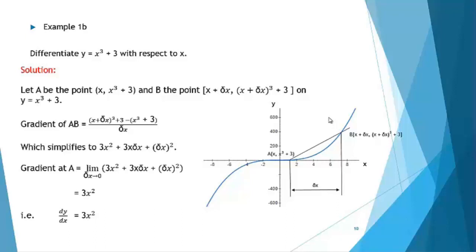So the gradient of AB equals the increase in y over the increase in x, which is ((x + δx)³ + 3 − (x³ + 3)) over δx, which simplifies to 3x² + 3xδx + (δx)². So the gradient at A equals the limit of 3x² + 3xδx + (δx)², where δx tends to 0. So as δx tends to 0, we get the answer 3x². So we can say dy/dx, or the derivative of y with respect to x, equals 3x².